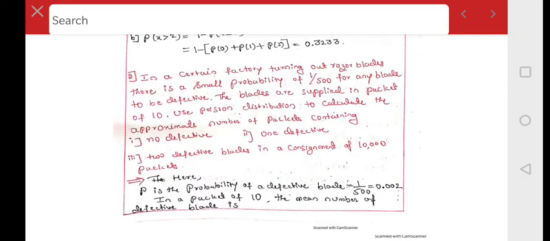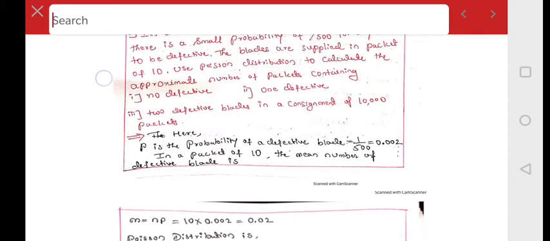Now the second example. In a certain factory turning out razor blades, there is a small probability of 1 by 500 for any blade to be defective. The blades are supplied in packets of 10. Use Poisson distribution to calculate the approximate number of packets containing, first, no defective blade, second, one defective blade, and third, two defective blades, in a consignment of 10,000 packets.